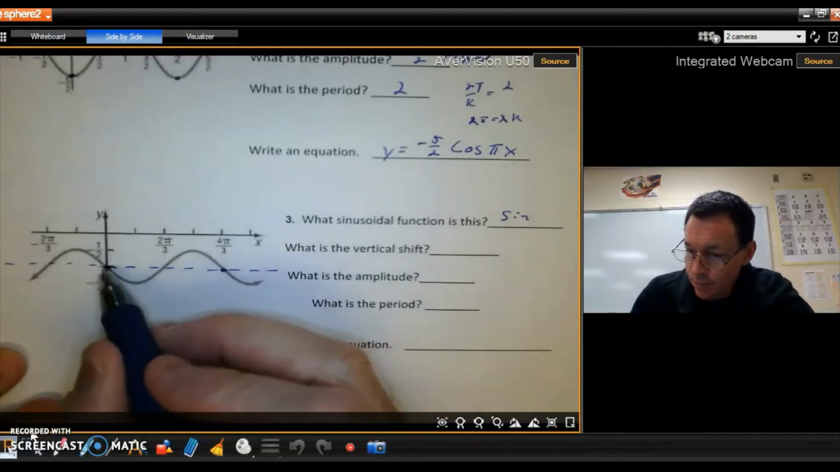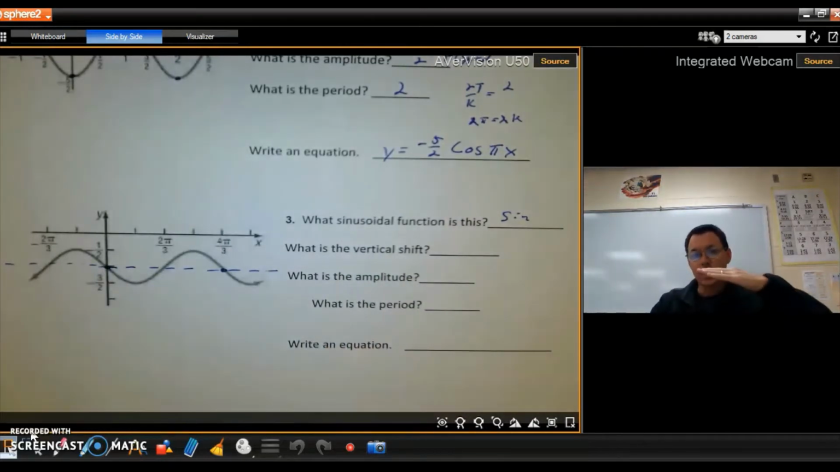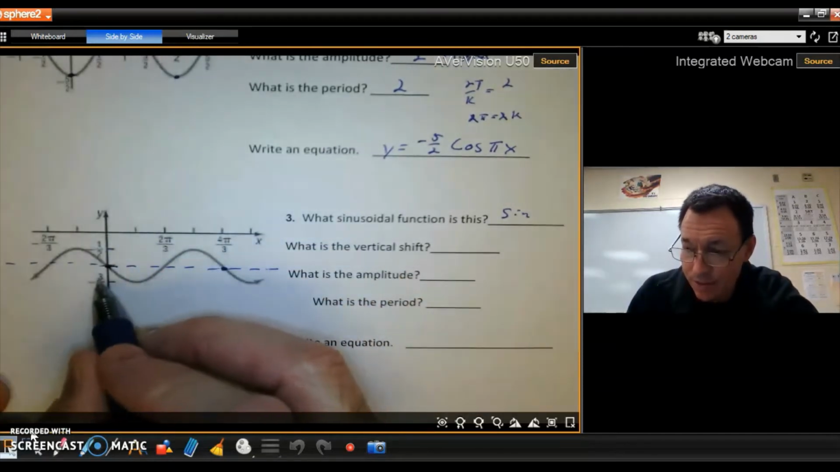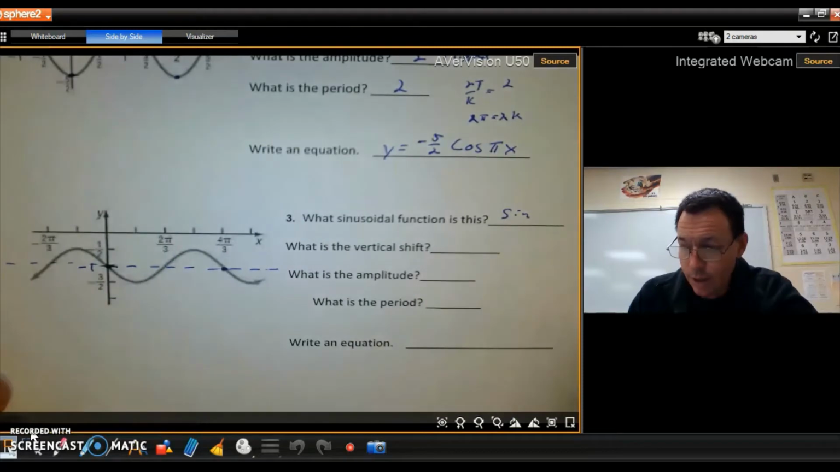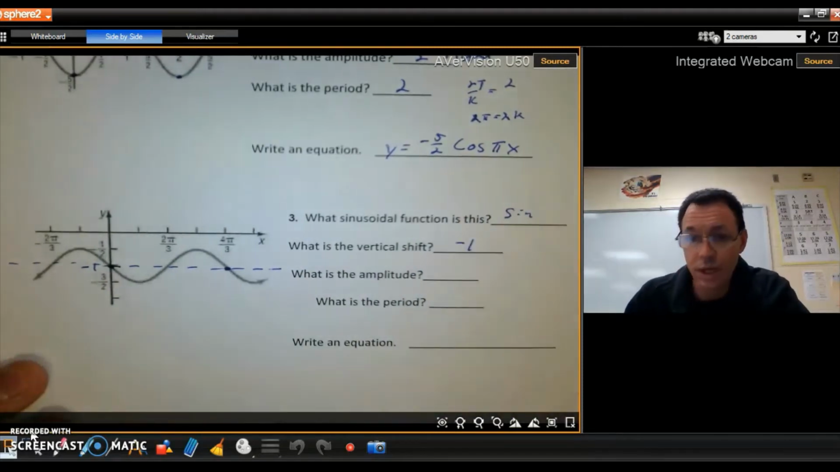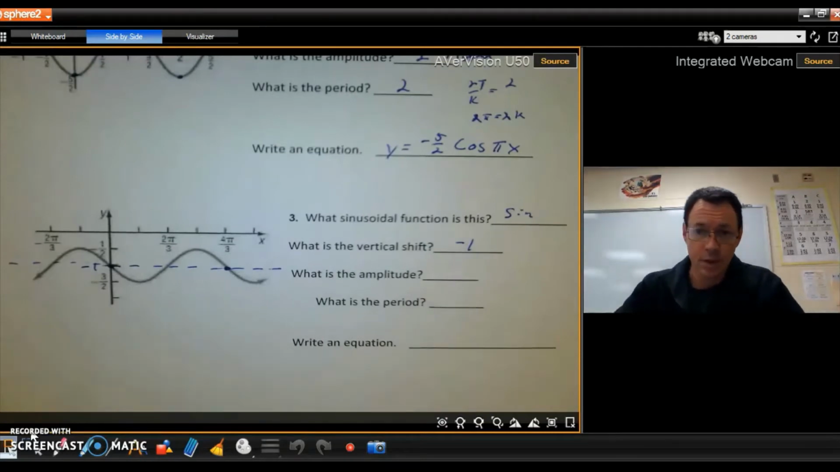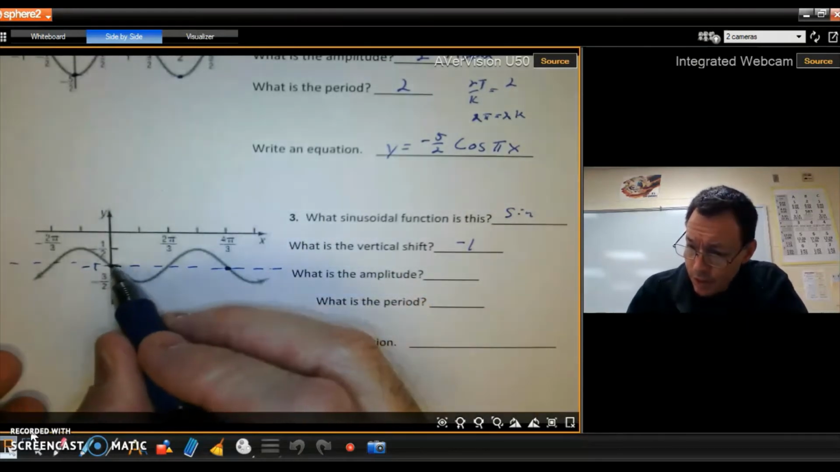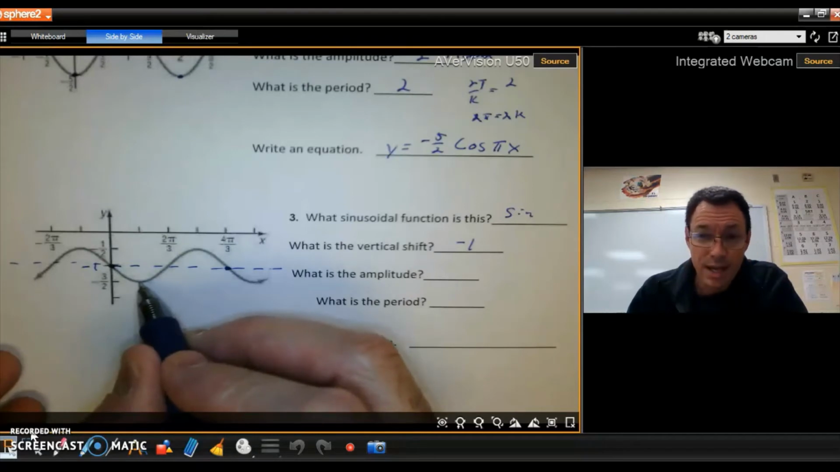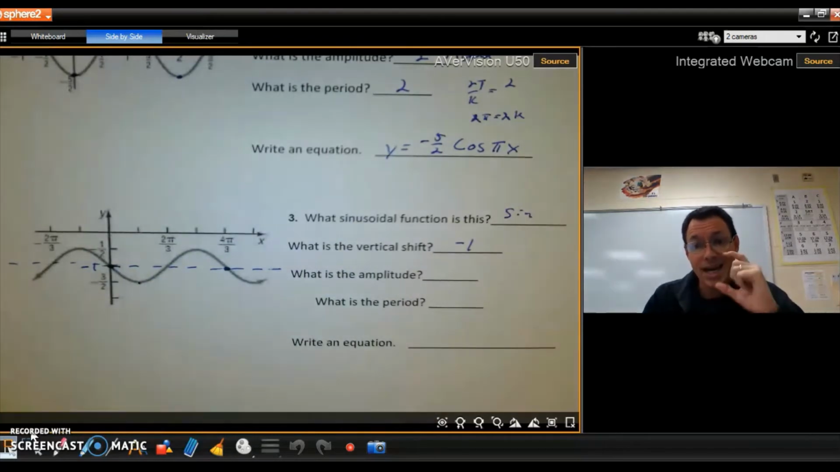Vertical shift. Well, sine graph usually goes through the x-axis. So since it's going through this point, which this is negative 1/2, this is negative 3/2, so this is negative 1. That's our vertical shift. So this graph is going down 1. So that's going to be at the very end of our equation. That's our h value. Okay? What is the amplitude? Well, this graph goes from negative 1 down to negative 1.5. So that's the amplitude, a half.